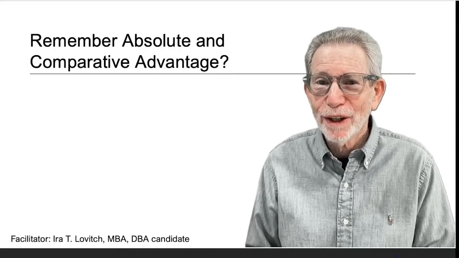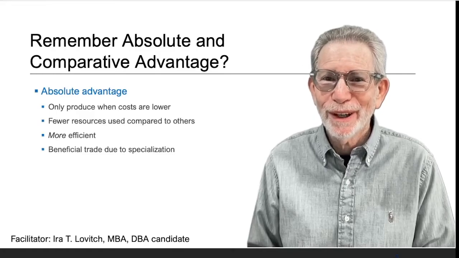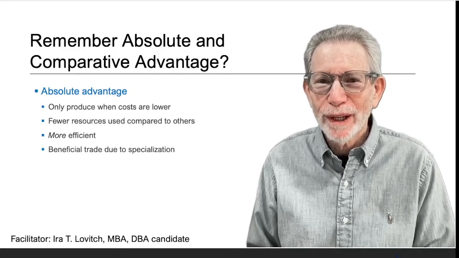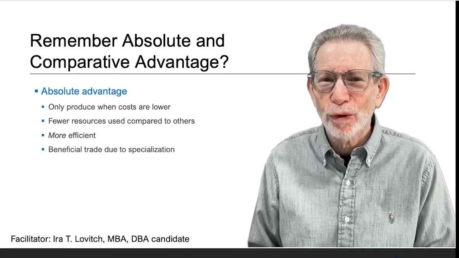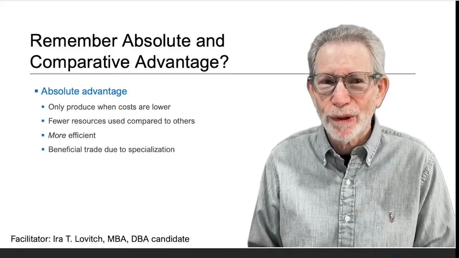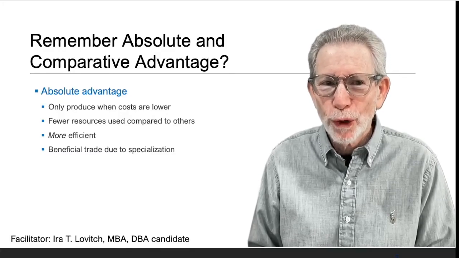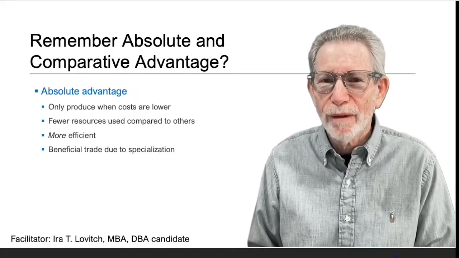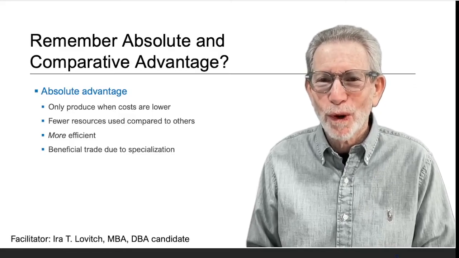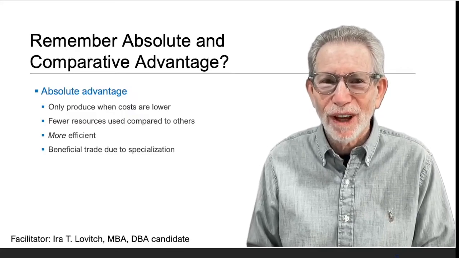Remember absolute advantage and comparative advantage from our prior videos? Yes? Good. Well, absolute advantage, as hopefully you recall, is when a country or perhaps a company only produces when costs are lower. That's because fewer resources will be used compared to others. It is more efficient than the alternative, and therefore you're going to have a beneficial amount of trade due to specialization. These ideas originated, of course, with Adam Smith in his Wealth of Nations in 1776.